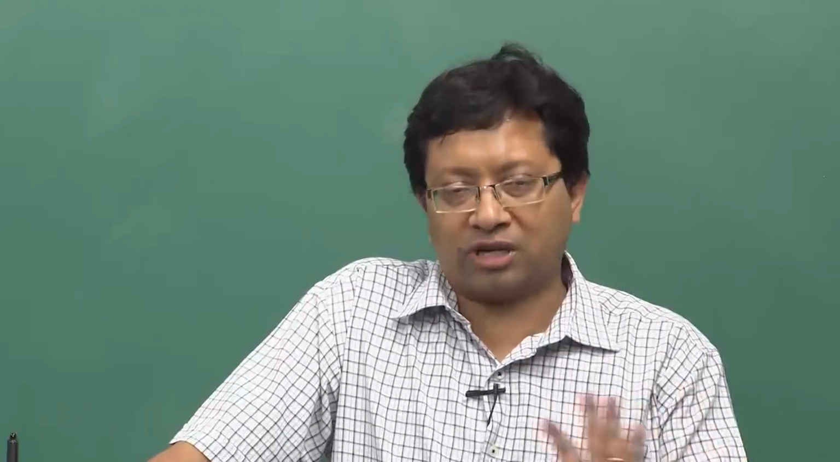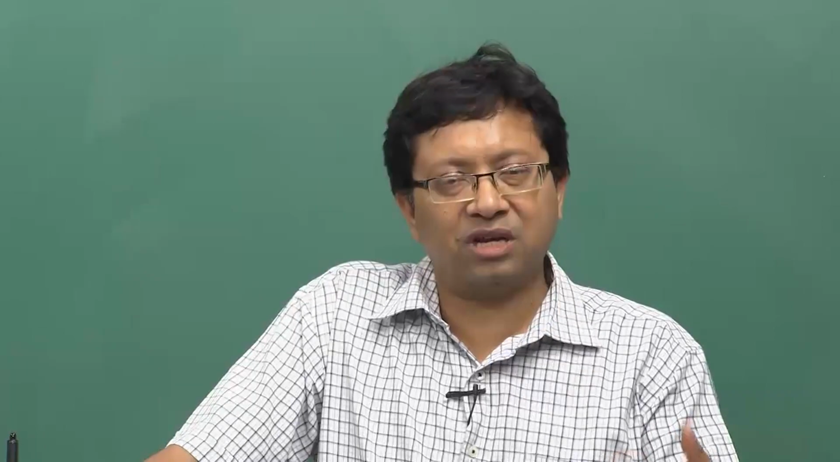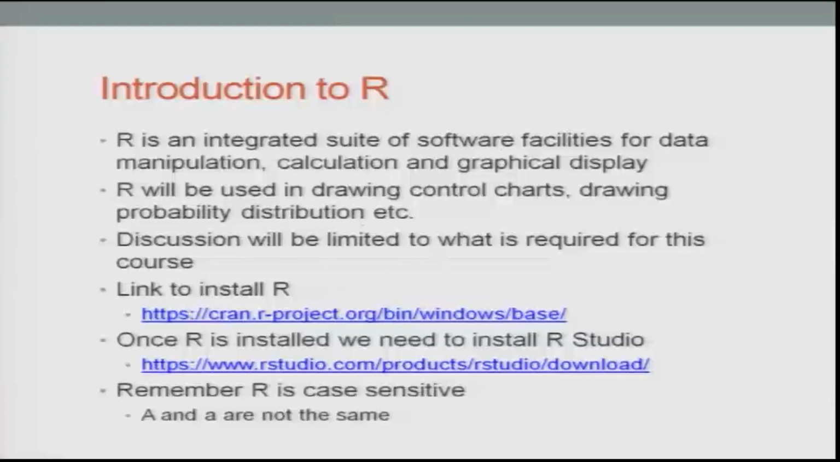So, I will request, urge and plead the students that whether required for this course or not, that is immaterial, but please pick up R as a topic which you can utilize in different spheres, not only in statistics, not only in operational research, you can use it in different fields also. R is an integrated suite of software facilities for data manipulation, calculation and graphical display. Obviously, the graphical interface is decently good, you can formulate different graphs and get the outputs accordingly. R will be used in drawing control charts, drawing probability distributions and so on for this TQM1 course. Discussions will be limited to what is required for this course only.